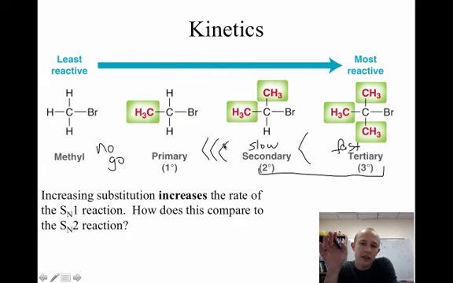How does this compare to the SN2 reaction? Remember, the trend is totally opposite for the SN2 reaction. Methyl is the fastest for SN2, then primary, then secondary, and tertiary doesn't undergo SN2 at all. So why is the trend reversed in this case?